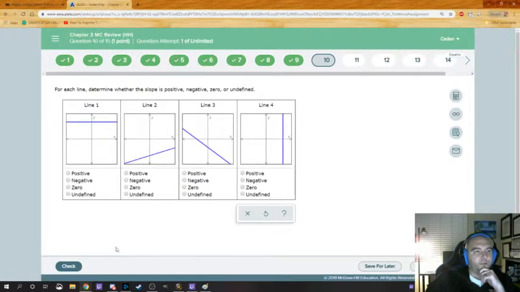All right, for each line, determine if it's positive, negative, 0. Lesson 3.3, I want to say, 3.3, when we were talking about slopes in general.